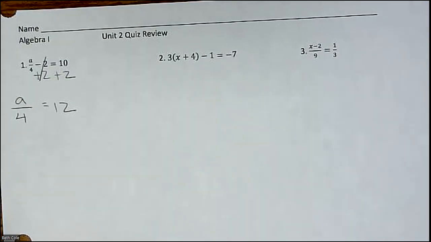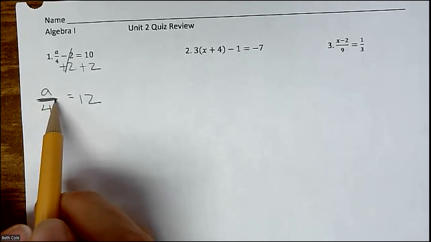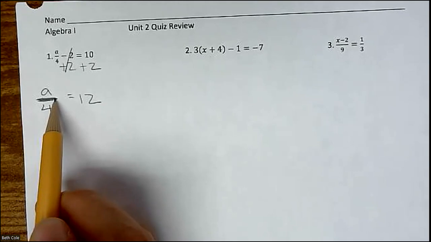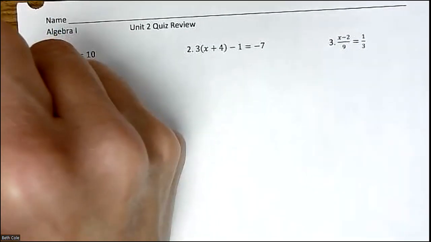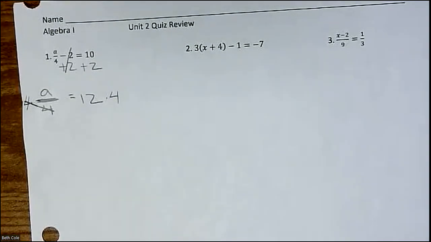You're trying to undo it. Remember the number riddles we did? We said you're undoing the steps, like you're doing order of operations in reverse. Now, what does this bar mean? Dividing. So to undo dividing, multiply. So we're going to multiply both sides by 4 to cancel those out.